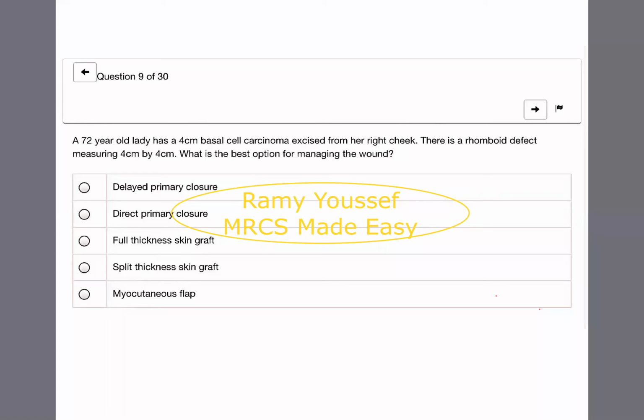Yes. A 72-year-old lady has a 4-centimeter basal cell carcinoma excised from her right cheek. There is a rhomboid defect measuring 4 centimeters by 4 centimeters. What is the best option for managing the wound? Delayed primary closure, direct primary closure, full thickness skin graft, split thickness skin graft, and myocutaneous flap. So the answer is full thickness skin graft.